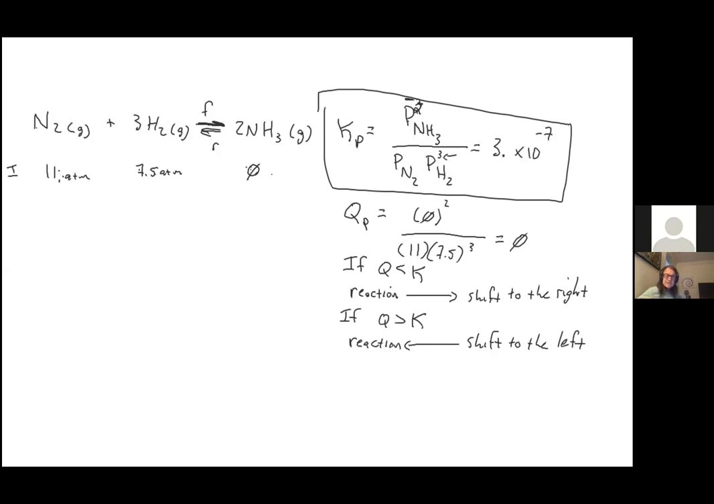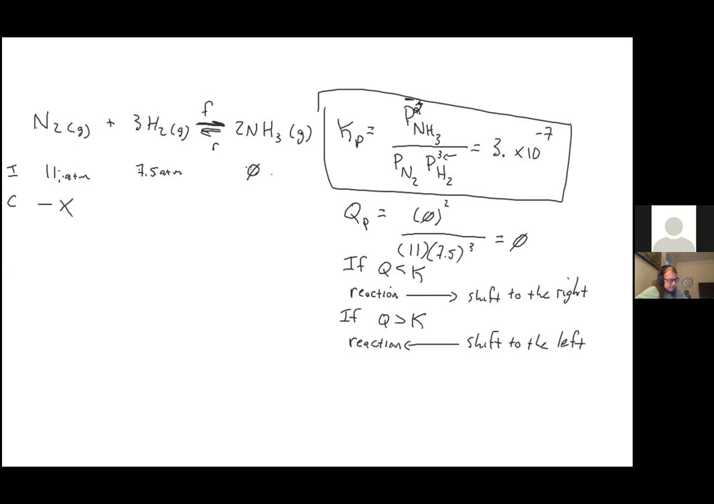On the other hand, if there is a lot of nitrogen and a lot of hydrogen, then there's plenty of reactants to form ammonia. So the reaction will do this. We'll get a change. And what will happen is this will go down. So I'm going to put a negative, meaning it will decrease. And I'm going to use the symbol X to indicate it's by some amount that we don't know.